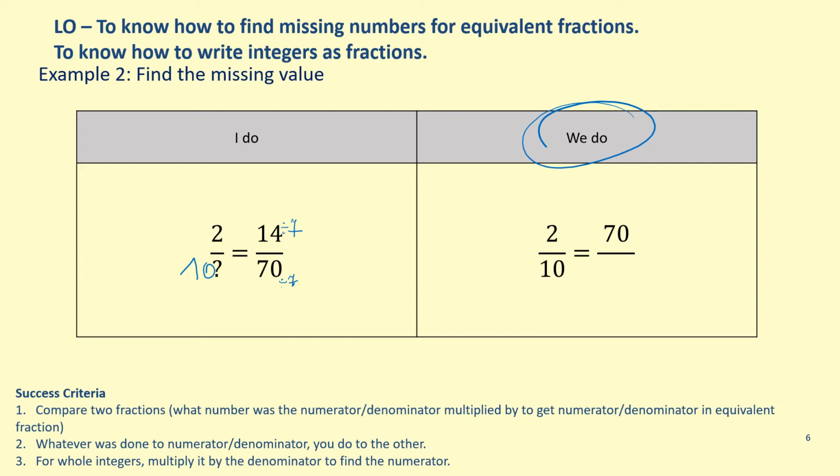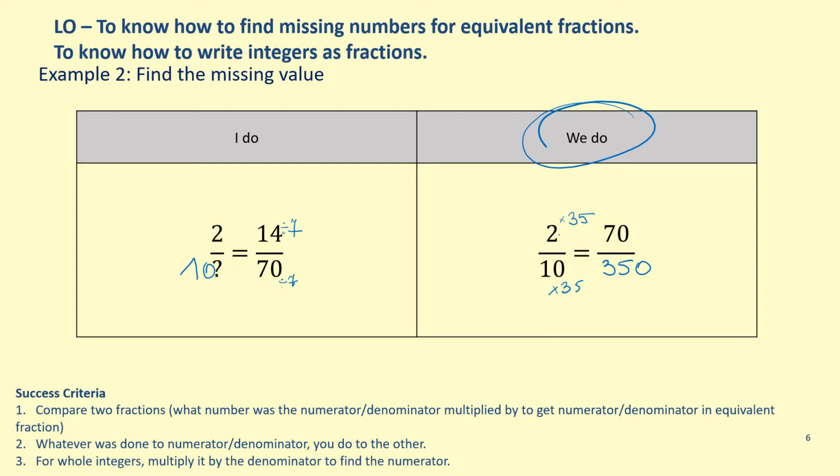Again, you were looking for the denominator in this fraction. So we compare those two numerators. What happened to 2 to get to 70? It's been multiplied by 35. So whatever I do to the top, I need to do to the bottom. 10 times 35 equals 350.